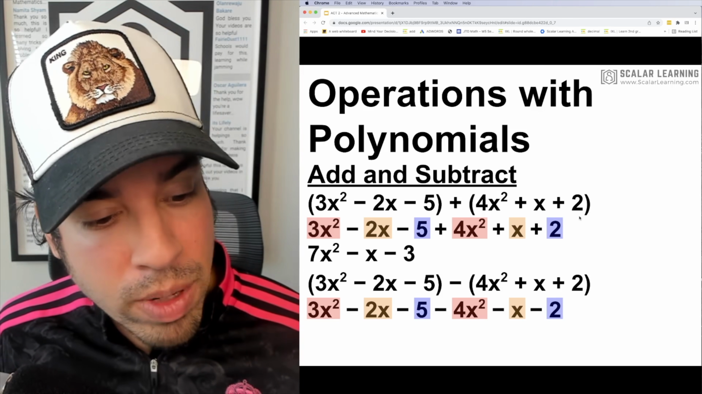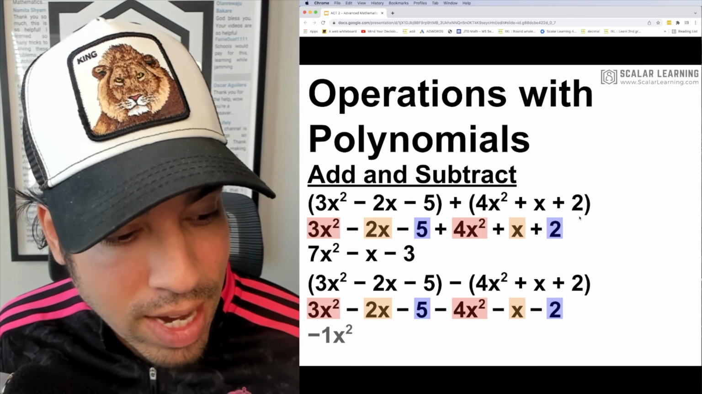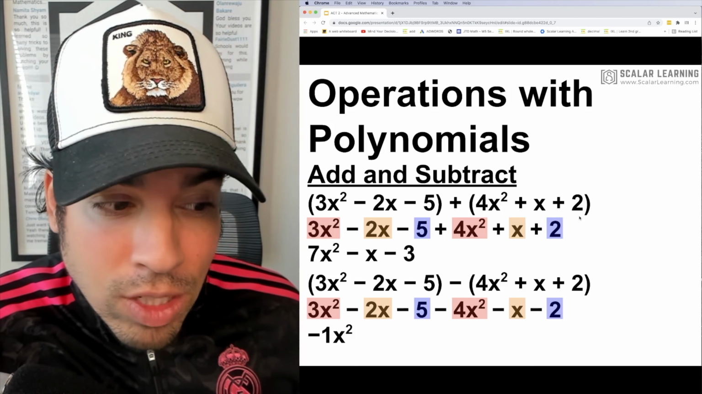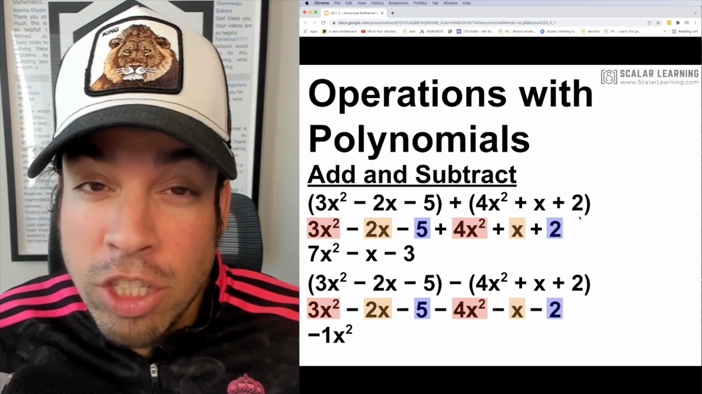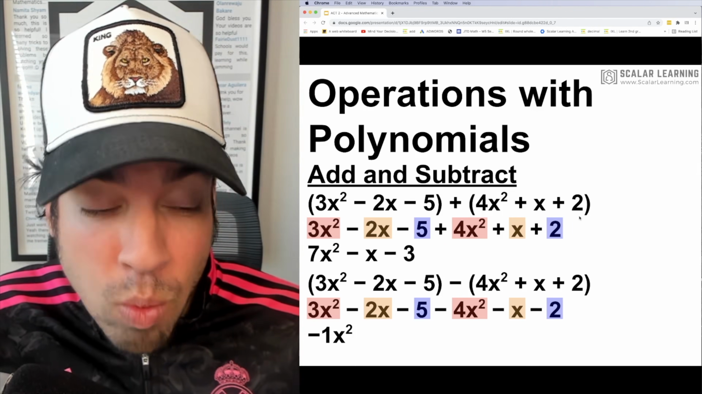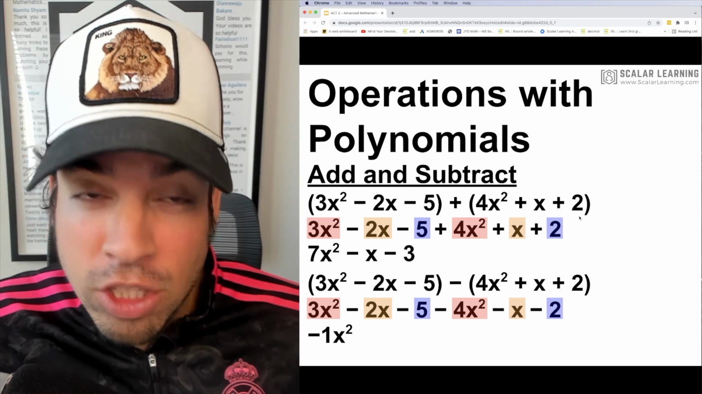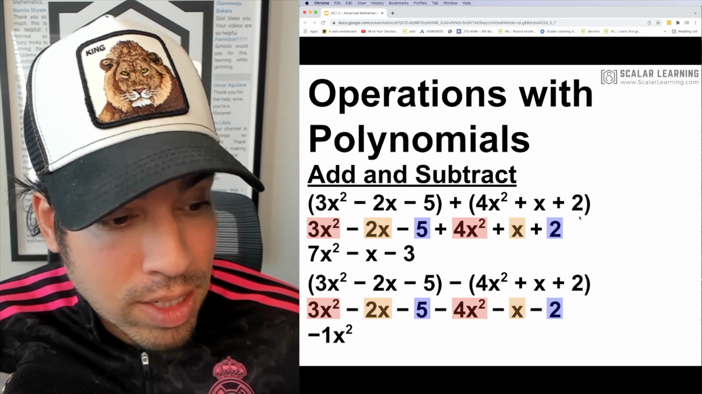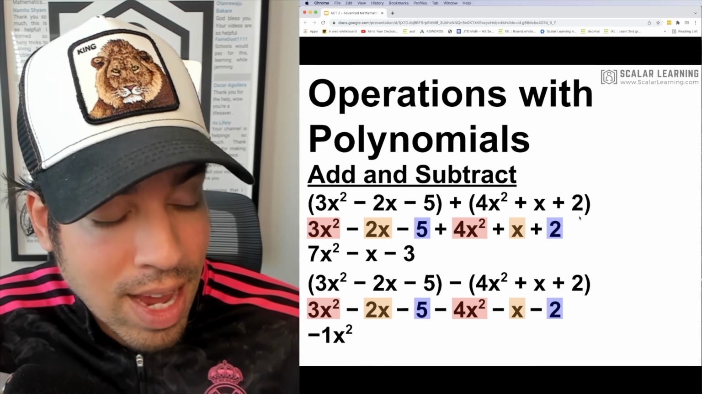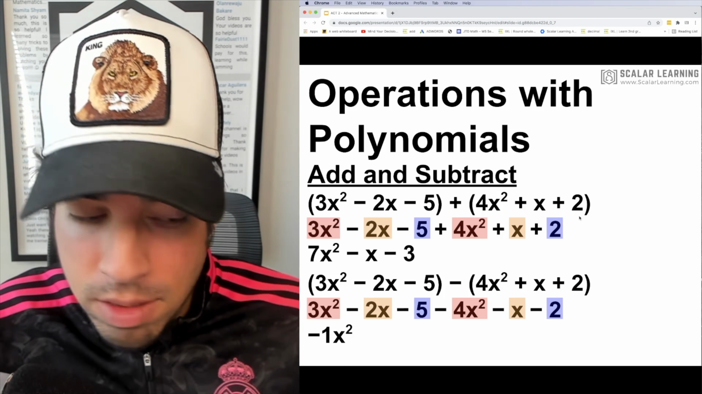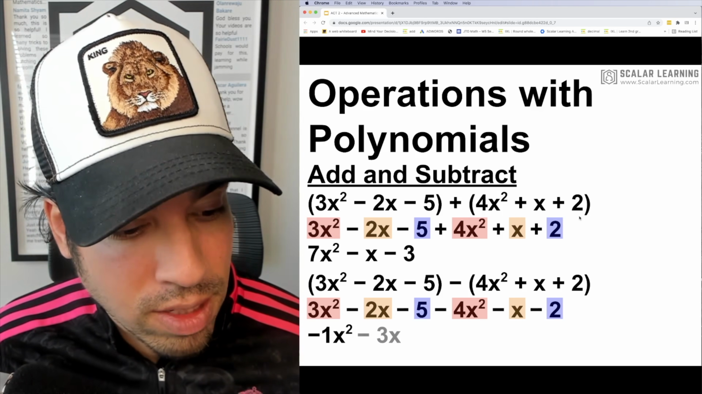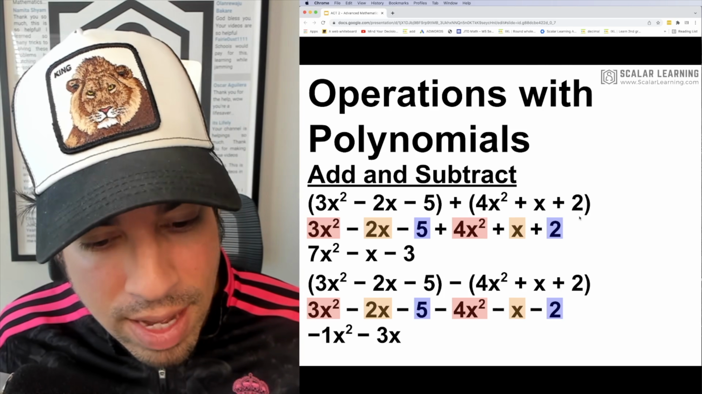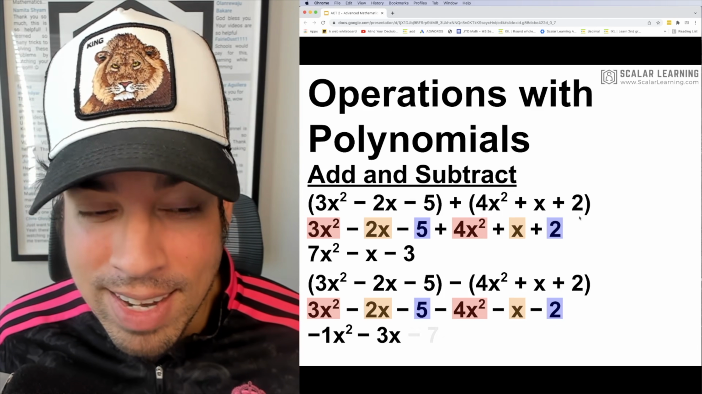negative as well. So 3x squared minus 4x squared is negative x squared. Now, I could say negative x squared or negative 1x squared, just to remind you that there's always an invisible 1 next to any variable that is just sitting there without a coefficient. Likewise, in that first example, 7x squared minus x, that's really a minus 1x. With a negative 2x and negative x, that gives us a negative 3x, and then of course the negative 5 and the negative 2 gives us negative 7.